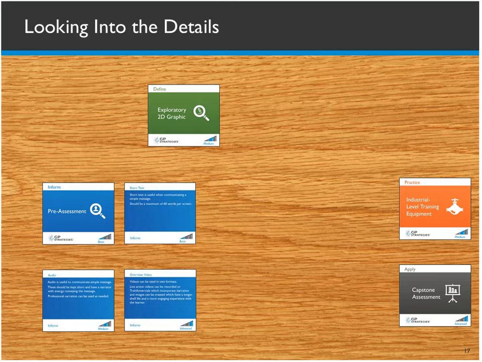The great part about these cards is that, number one, you can use an inform and a define at the same time. So maybe you start with a pre-assessment and then go into an exploratory 2D graphic. The other thing is if you start to see you're using the same cards over and over again, then you know that you're focusing too much on one style of learning, so you might want to set that card aside and eliminate it from the possibilities. You might also notice that you're not using any of the on-the-job training or hands-on instructions, so you might want to bring those cards to the forefront. So it kind of helps you keep track.